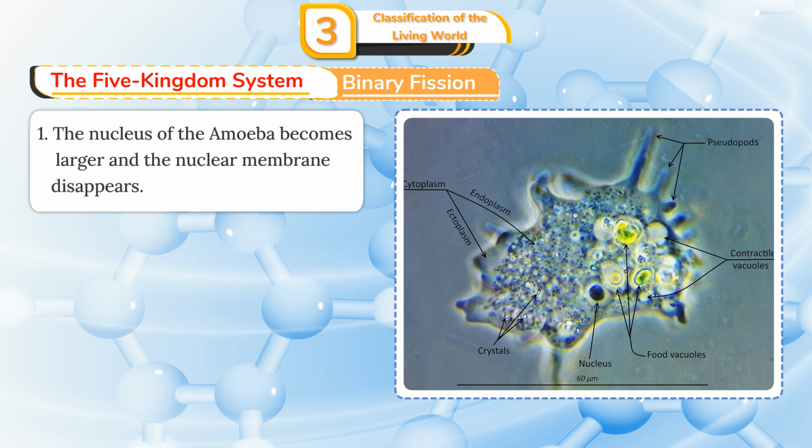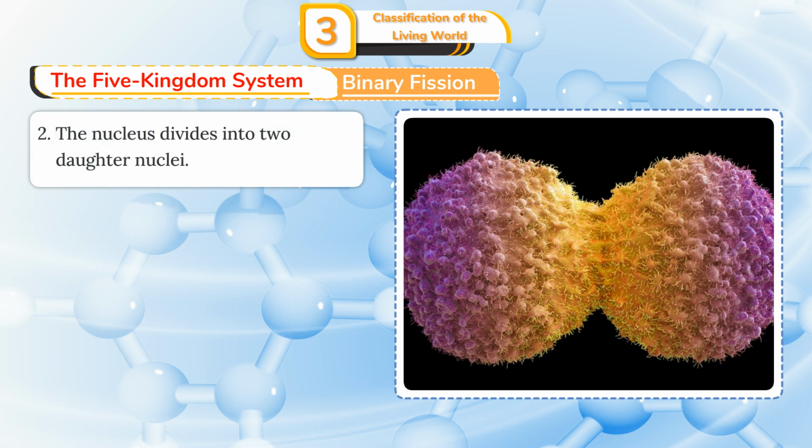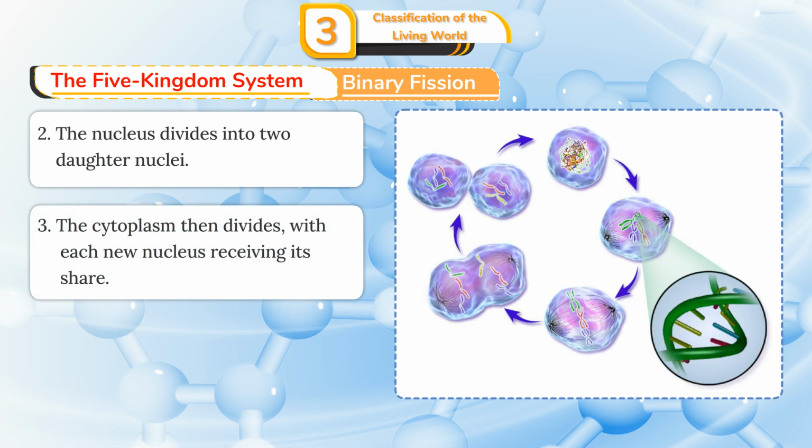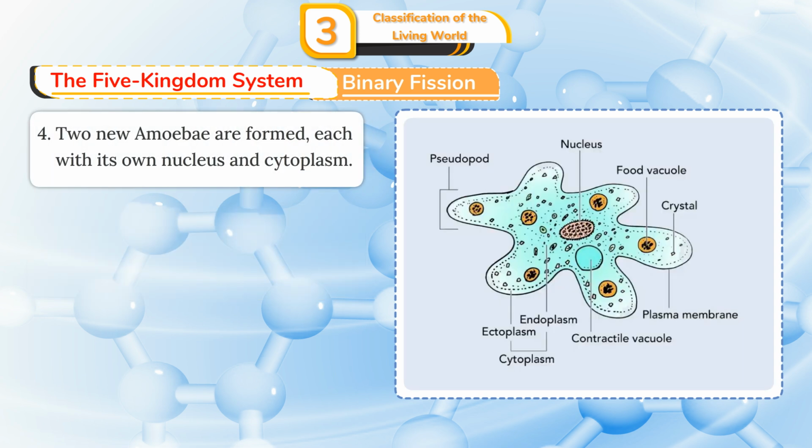1. The nucleus of the amoeba becomes larger and the nuclear membrane disappears. 2. The nucleus divides into two daughter nuclei. 3. The cytoplasm then divides, with each new nucleus receiving its share. 4. Two new amoeba are formed, each with its own nucleus and cytoplasm.